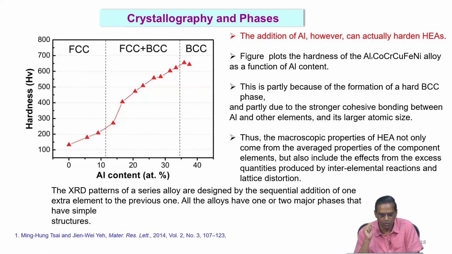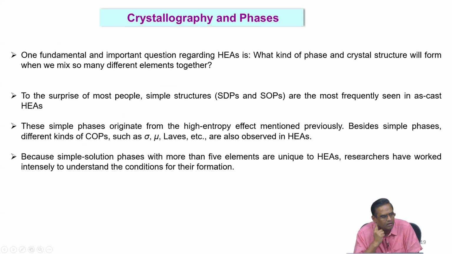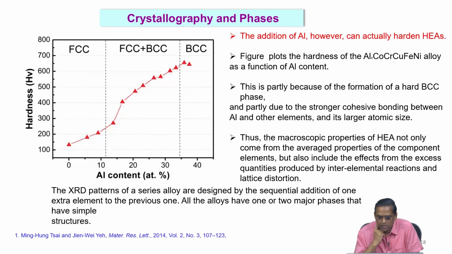So, now we will slowly go to, yeah. Strain, lattice strain, yes. Because you are adding aluminum to a matrix which is smaller than the aluminum atomic size. So, then it is producing a lattice strain.